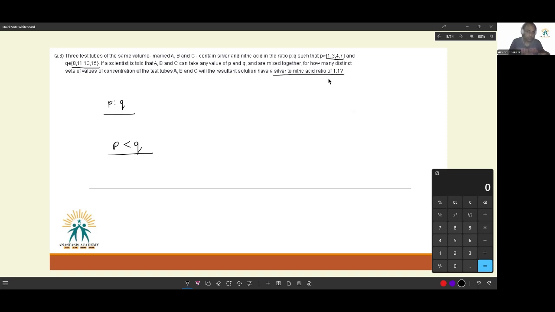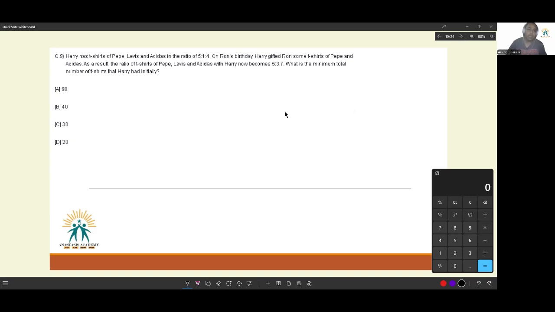If in one spot it is lower than 50% purity, then in another spot it has to be greater than 50% purity, because the new average can only be between the two purities. If all the purities are under 50%, the purity of silver in the overall solution can never be 50%. So for this question, for how many distinct sets of values of concentration of the test tubes A, B, and C will the resultant solution have silver to nitric acid ratio of 1:1? The clear answer is 0. There cannot be any such pair, because the value of silver will always be lower than the value of nitric acid in any solution that we pick up.